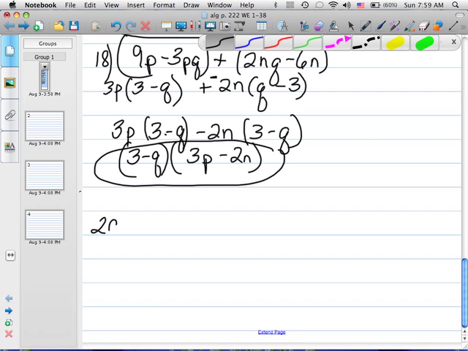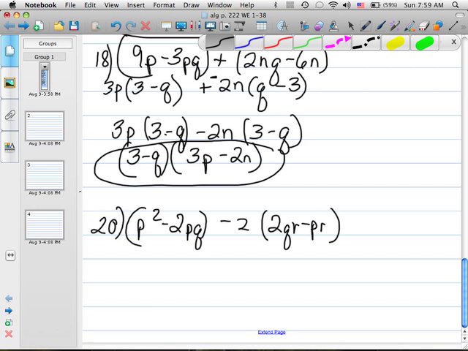And problem 20 on this page, you have p squared minus 2pq minus 2 times 2qr minus pr. And the first one we can take out a p, so we have p minus 2q. And the second one we can take out the r, so we have negative 2r times 2q minus p.